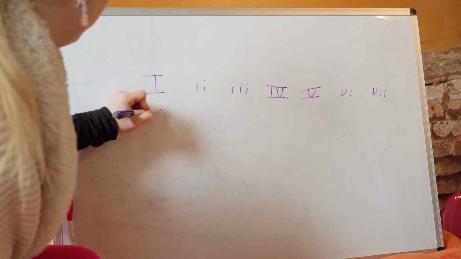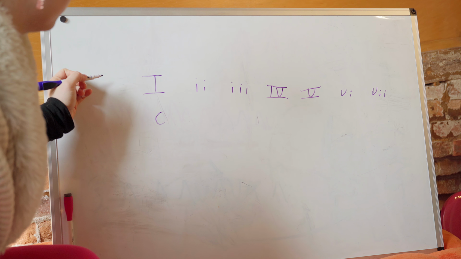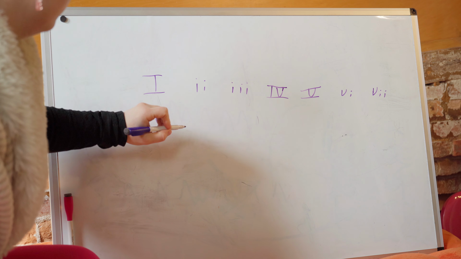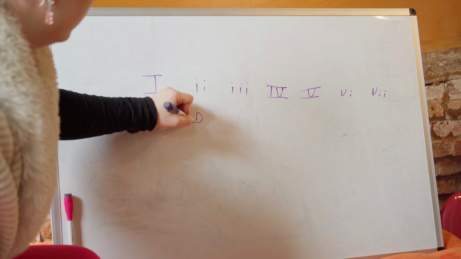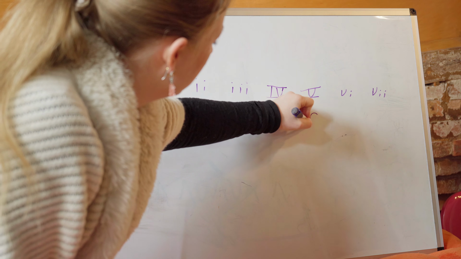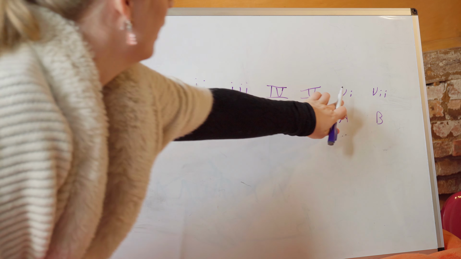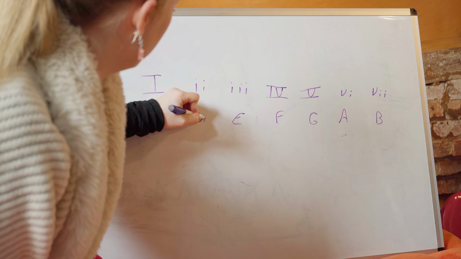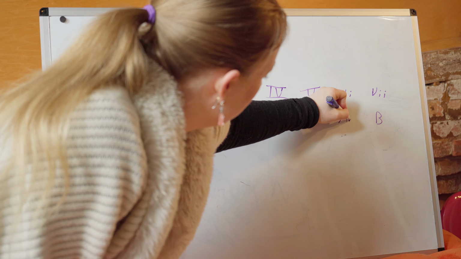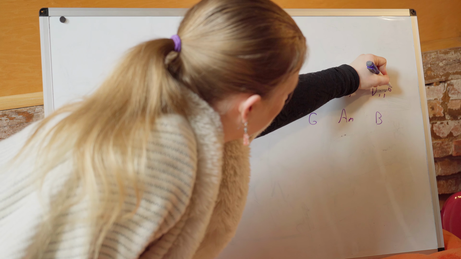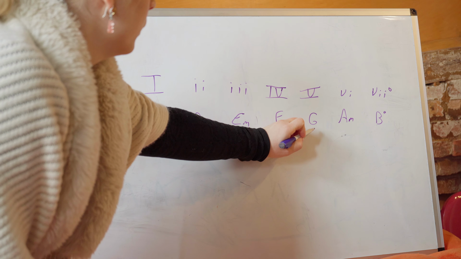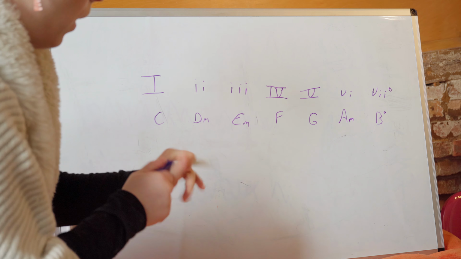So for example, if C is our first chord, we then just go through the alphabet. If you know the alphabet, this should be easy. And then the ones that have lowercase numerals, we just add a little minor to them. The 7th is diminished, but we're going to talk about that later. Okay, so right here, we've jumped from G to A. I'm going to show you why we did that.